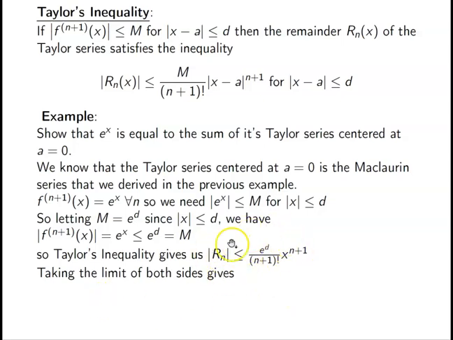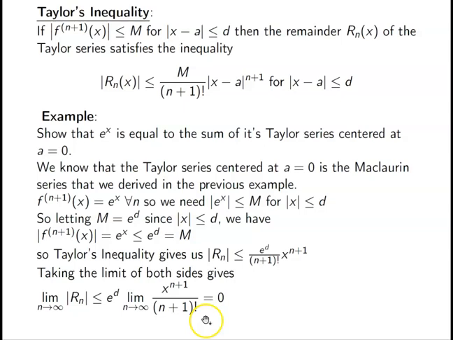So if I take the limit of both sides of these things, the limit of Rn is less than, this is a constant, so I can pull it out, this e to the d, times the limit of what's remaining, x to the n plus 1 over n plus 1 factorial. I know that this is going to go to 0 because the factorial is going to grow faster, which means that my limit then has to be less than or equal to 0. And since it's absolute value, that means it has to equal 0. Therefore, the limit of the remainder of the nth Taylor approximation is 0.